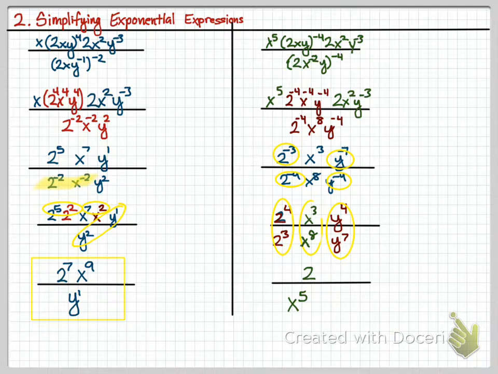For the y, there's 4 in the numerator, 7 in the denominator, so 4 will cancel and 3 will be left in the denominator. Alright, there you go.